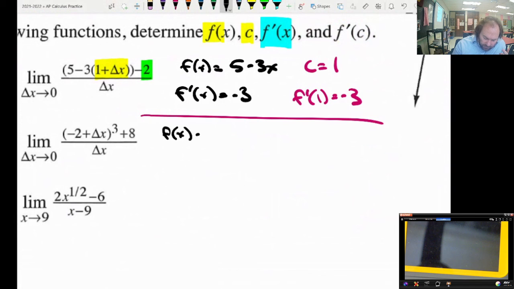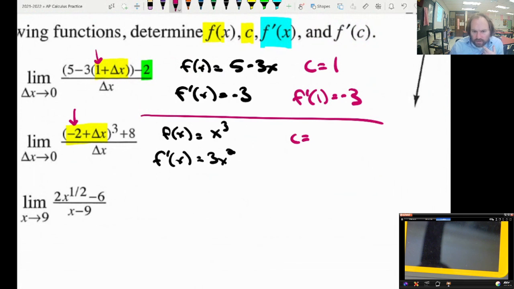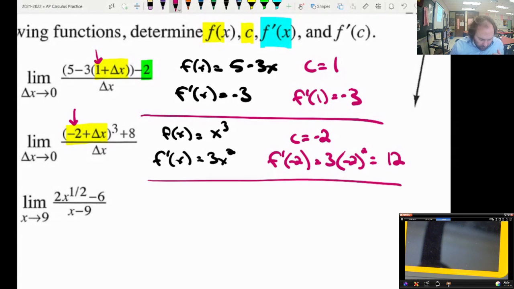Here, the original function is, again, x to the 3rd power, whose derivative is 3x squared. The number they're plugging in is actually just that number. We could have seen that in the previous problem. It's actually just the number -2. And so f prime of -2 is 3 times -2 squared, which is 3 times 4, which is 12. This last one is a little different.